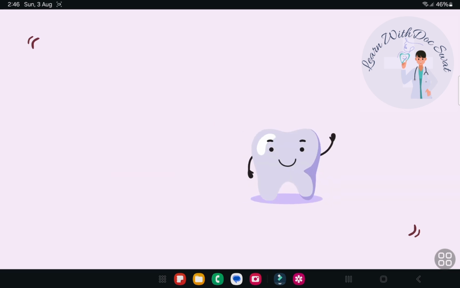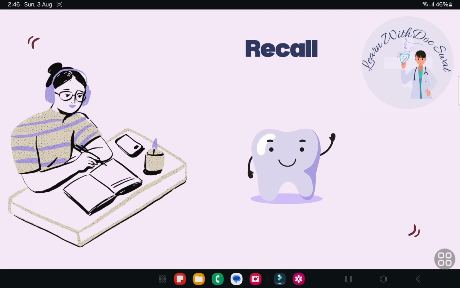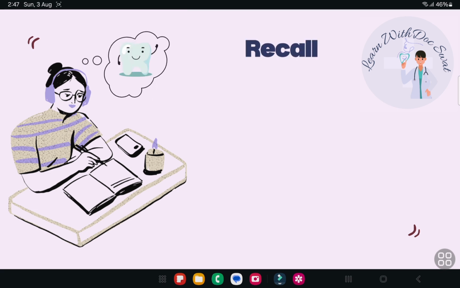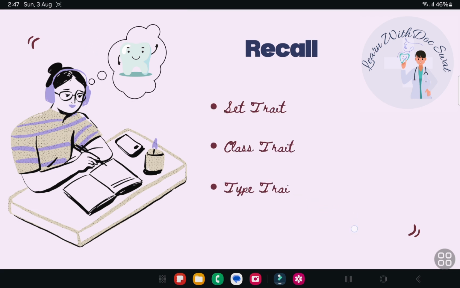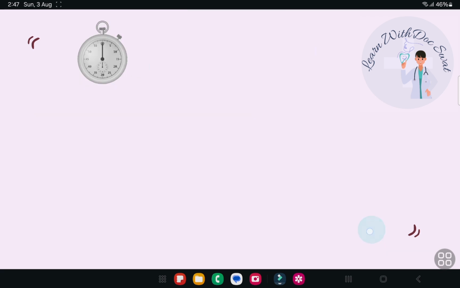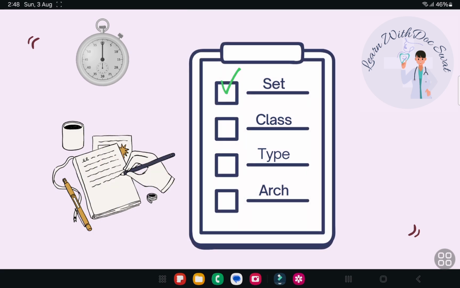You can use an extracted tooth specimen or you can use photos or plaster models while practicing. Say the tooth name out loud and mentally recall each trait category: set trait, class trait, type trait and arch trait. This repetition creates muscle memory, so during your exam, your brain automatically knows what to write.